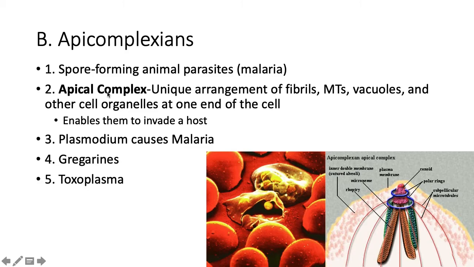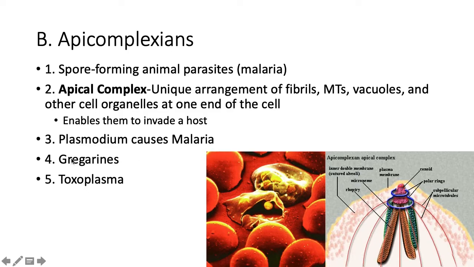The purpose of this apical complex is that it allows them to invade a host, because these guys are mostly parasites. They are spore-forming animal parasites. One well-known type of Apicomplexan is the one that causes malaria. They use their apical complex, which has a bunch of fibrils, microtubules, vacuoles, and some cell organelles at one end of the cell, to get inside their host. The Apicomplexan responsible for causing malaria is called Plasmodium.